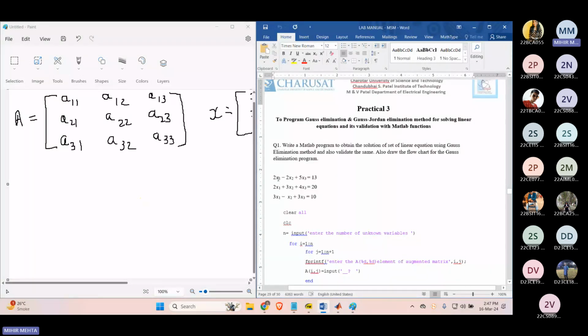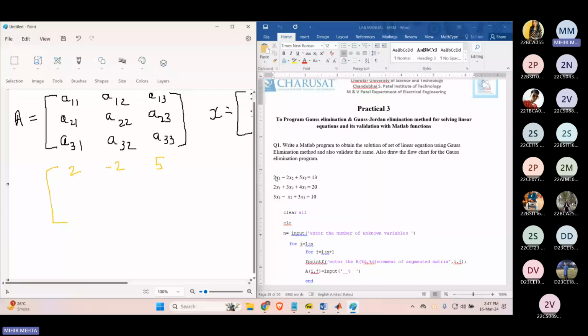So now, if we place these particular values based on the equations that we have, my equation is 2x1. So 2 would be my A11, this value would be 2. Then with x2 I have minus 2, so my A12 would be minus 2. And with x3 I have 5, so A13 would be 5.